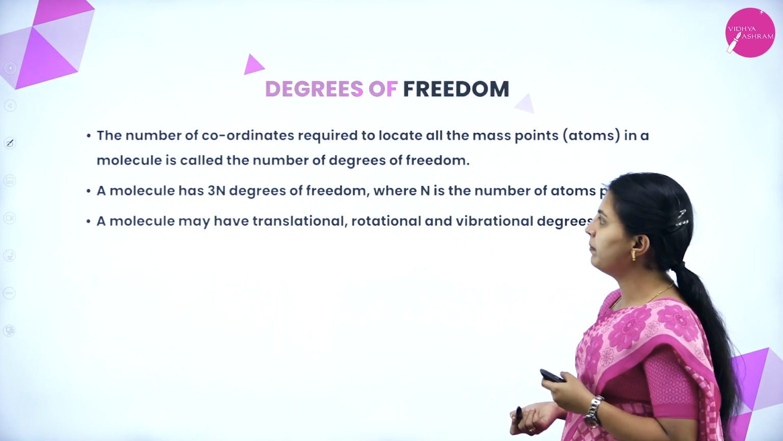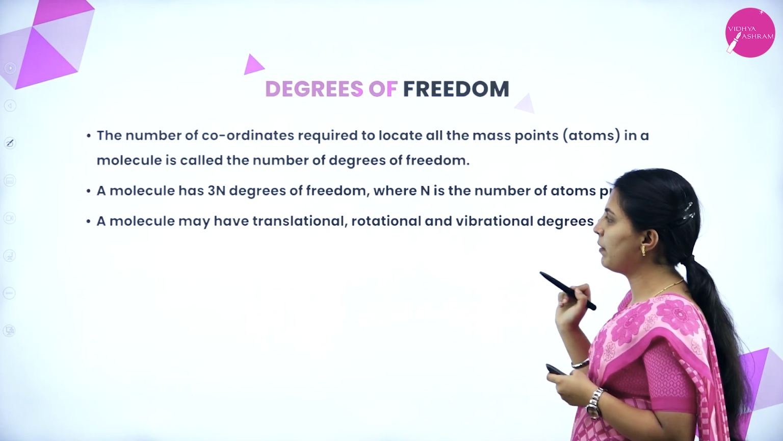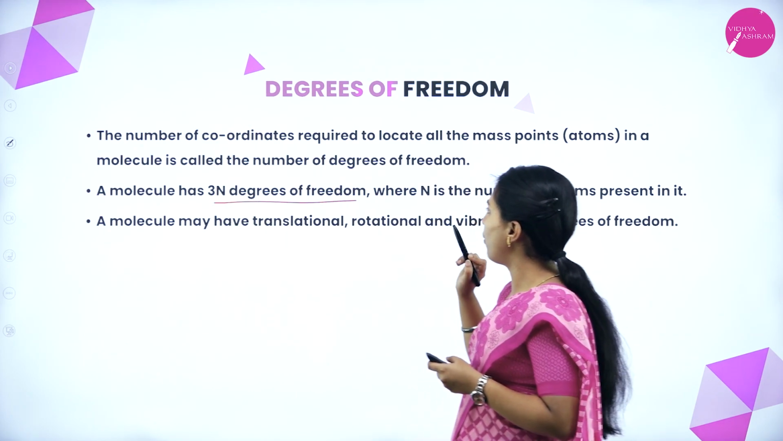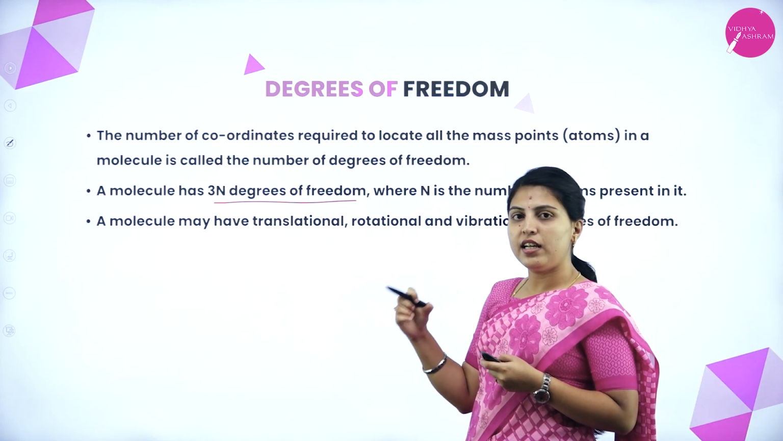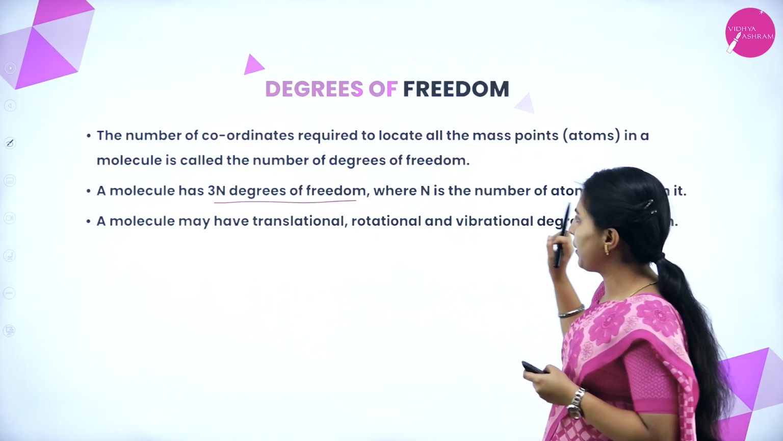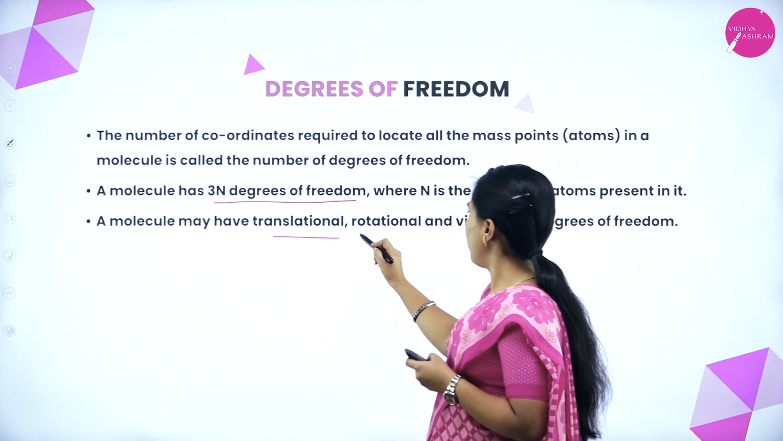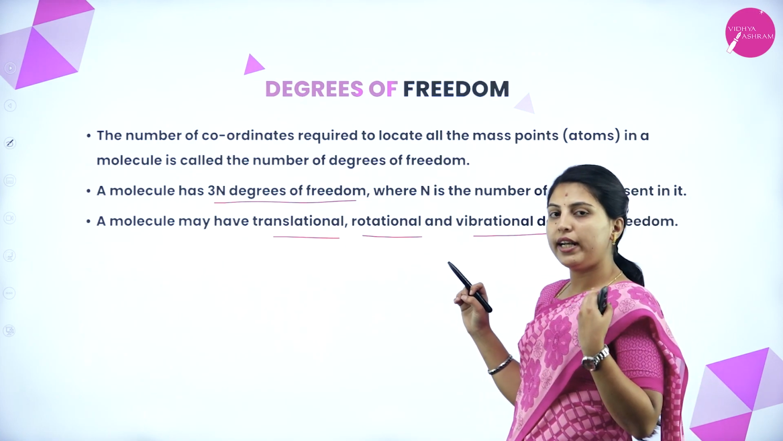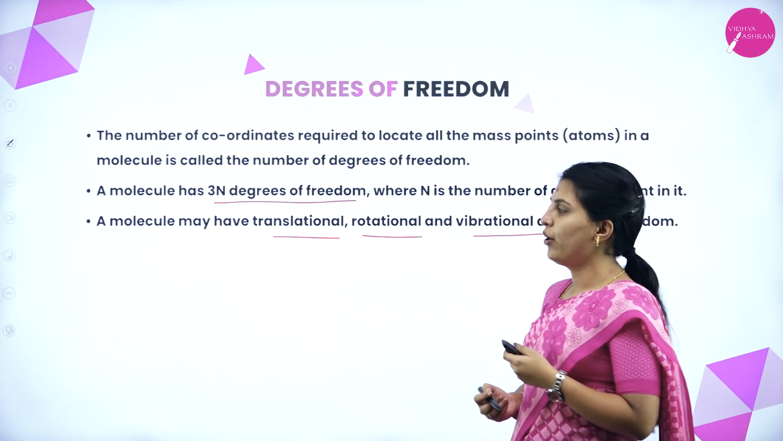Next, degrees of freedom. The number of coordinates required to locate all mass points, that is atoms, in a molecule is called the number of degrees of freedom. A molecule has 3n degrees of freedom, where n is the number of atoms present in it. Based on the number of atoms present, we give the degrees of freedom. A molecule exhibits three kinds of degrees of freedom: translational, rotational and vibrational.